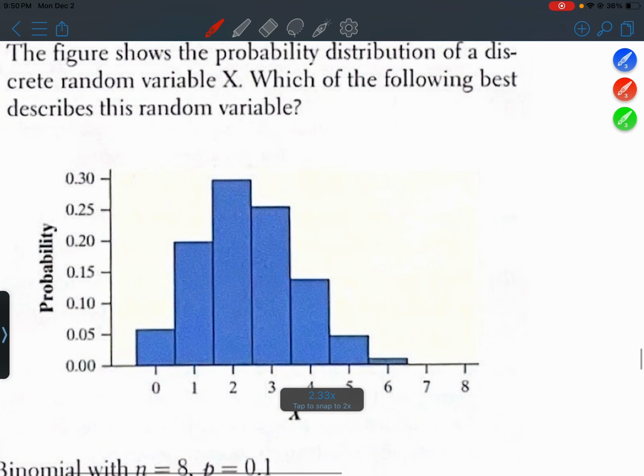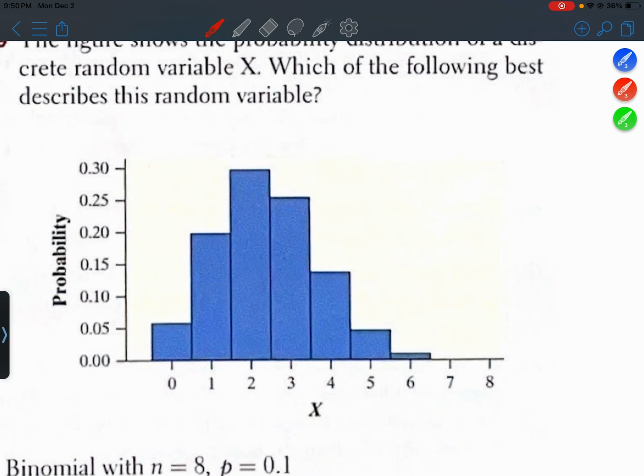All right. So if we were just looking at this histogram and trying to describe it using SOCV, we might say that the shape is kind of symmetrical, maybe slightly skewed to the right, but mostly symmetric. No outliers. Center probably around 2 or 3. Variability, it looks like the range is 6. It goes from 0 to 6.